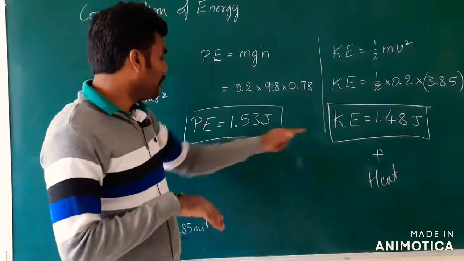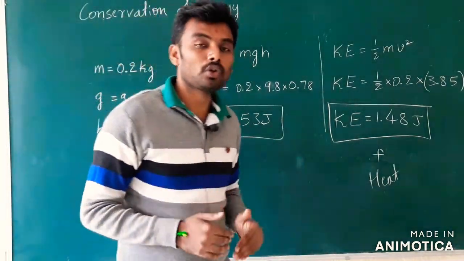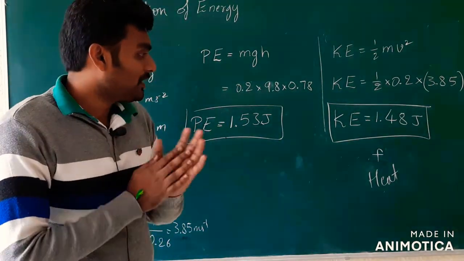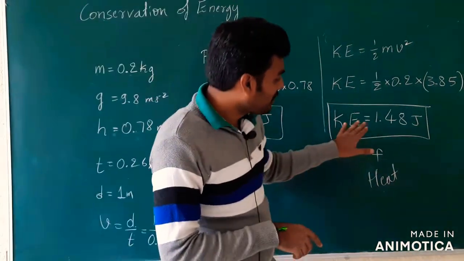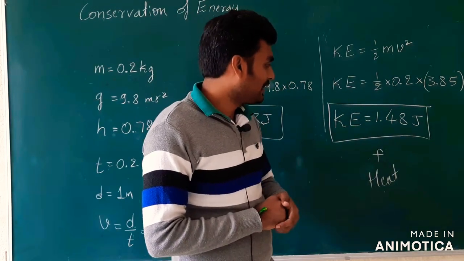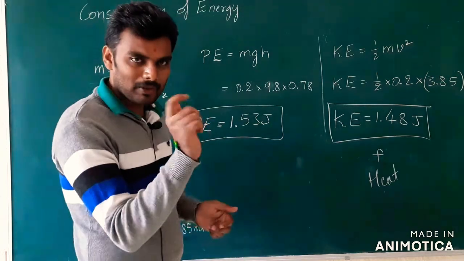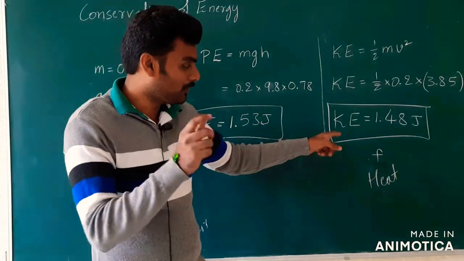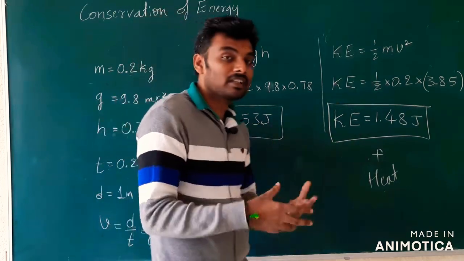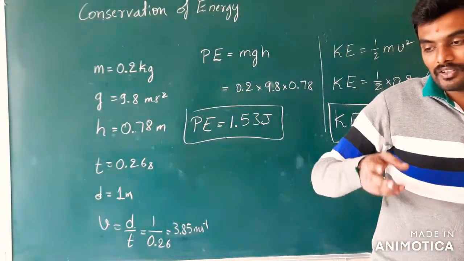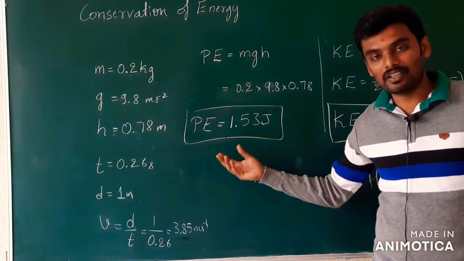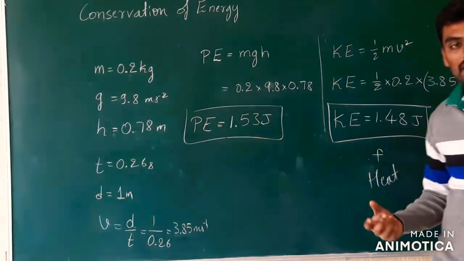Pretty much close. Both of them are very much close to 1.5 joules, right? But kinetic energy has decreased, right? So what is the reason for that decrease of kinetic energy? A small amount of energy is dissipated or is converted into other forms. And keep one thing in mind, it is not necessary that all the potential energy should completely convert into kinetic energy.